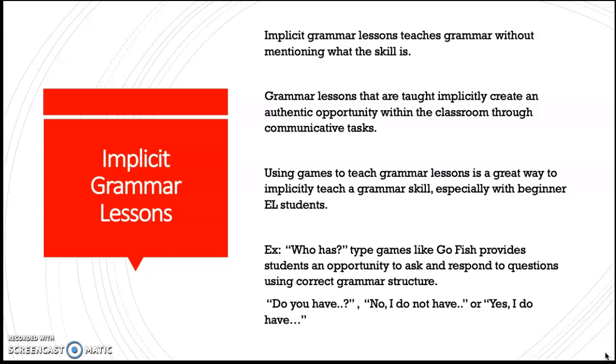Implicit grammar lessons. Grammar lessons that are taught implicitly create an authentic opportunity within the classroom that can be used and applied outside of the classroom. Implicit grammar lessons focus more on meaning rather than on form and are used through meaningful communication, connecting current actions so students are able to connect the grammar skill focus without the teacher providing the explanation.